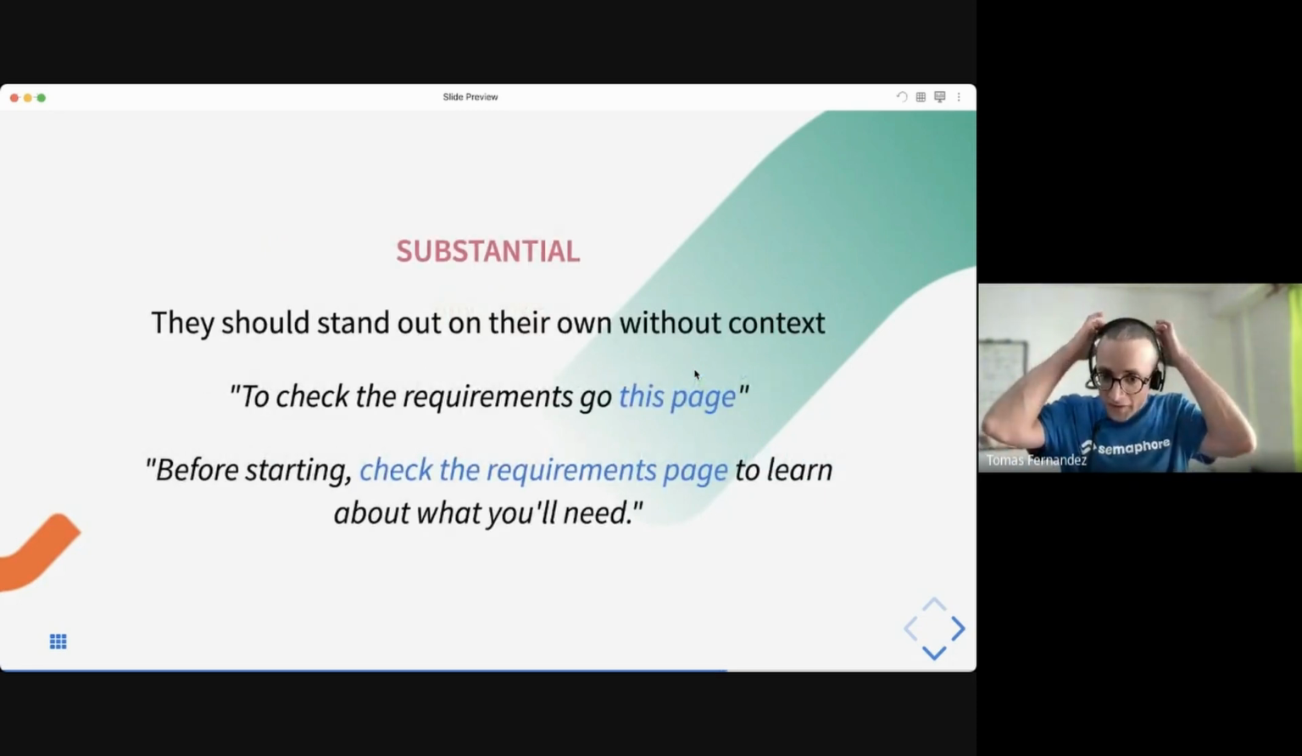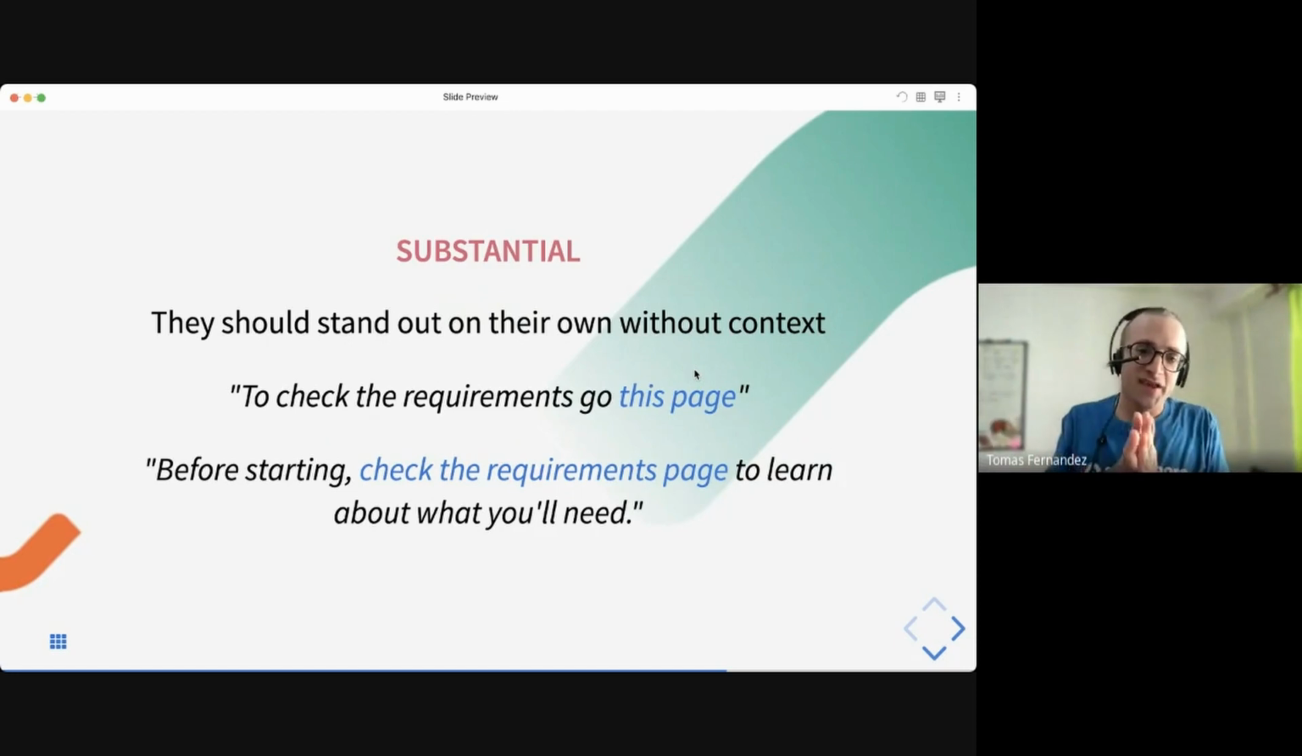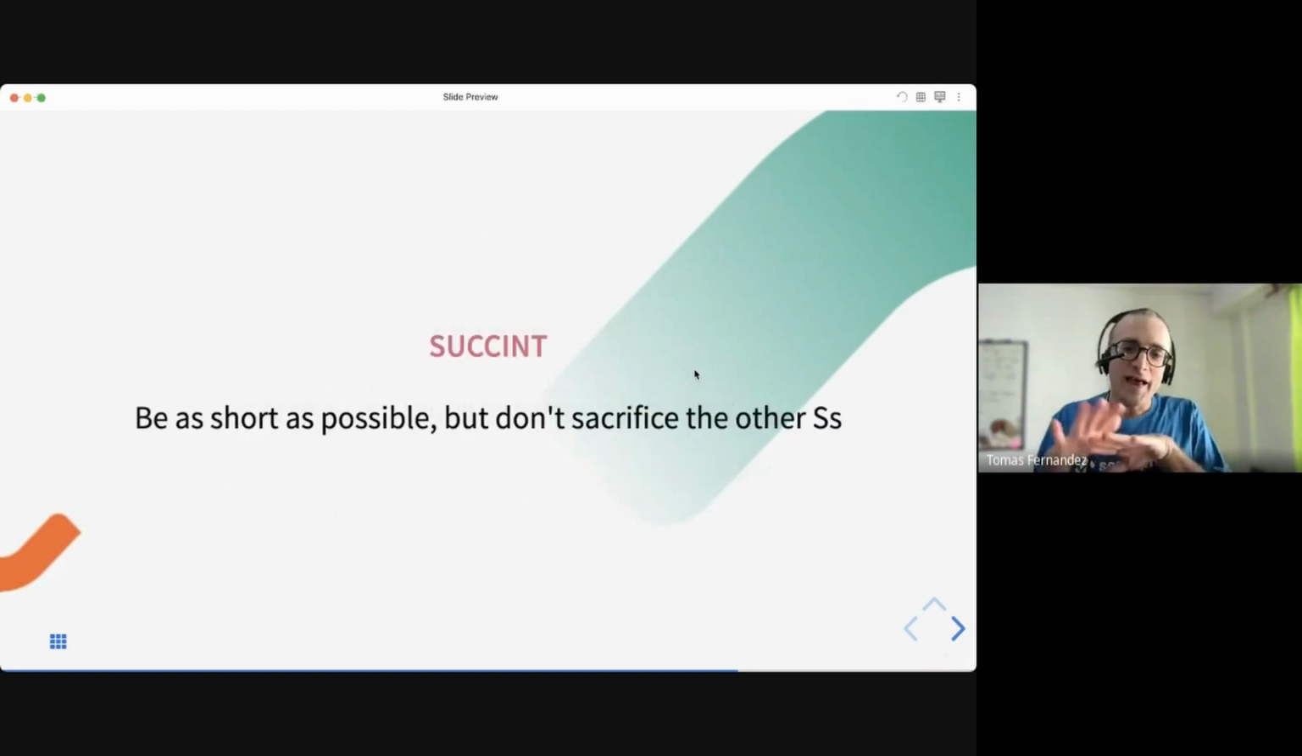Substantial links should work out of context, more or less. The first thing I said: if you only read the link, it should be clear where you are going. Even this link that is longer can work on its own. You can take the rest of the elements away and it still works. So it's a good practice to have that in mind. And the last is to be succinct, or short, but without sacrificing the other three S's. So don't make them longer unnecessarily.